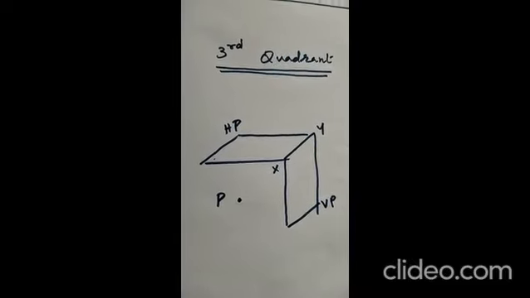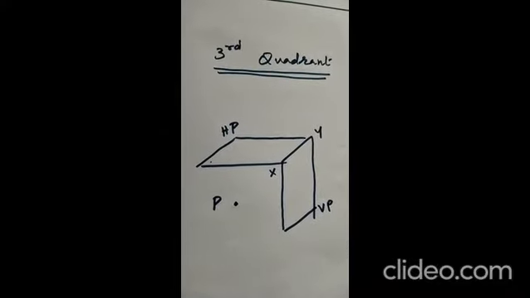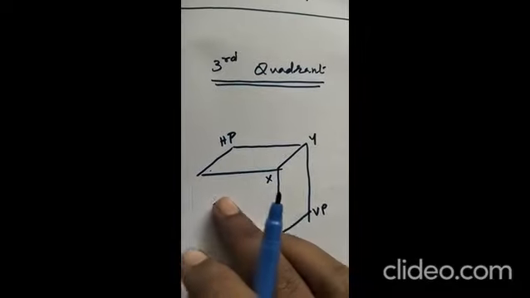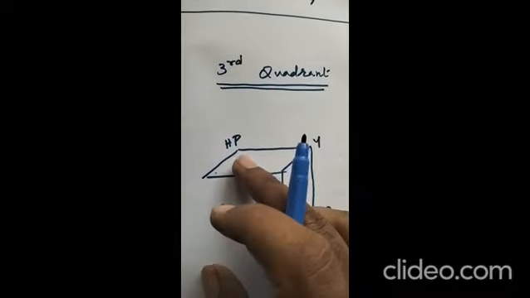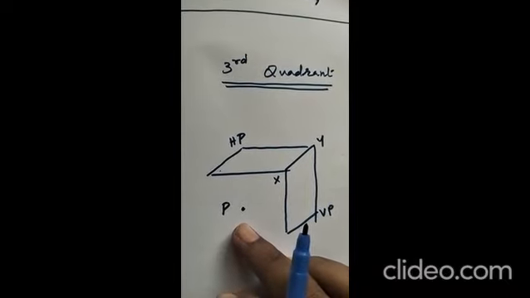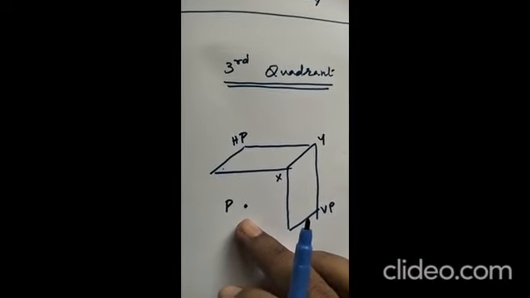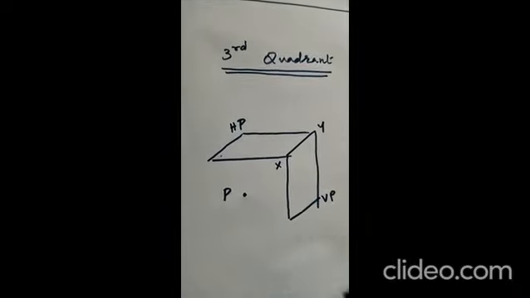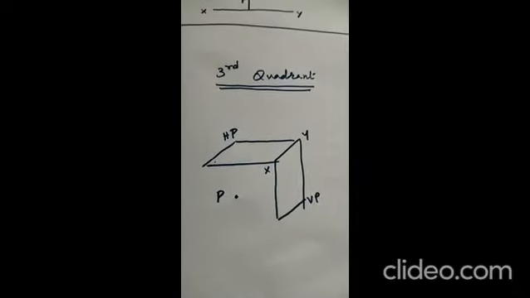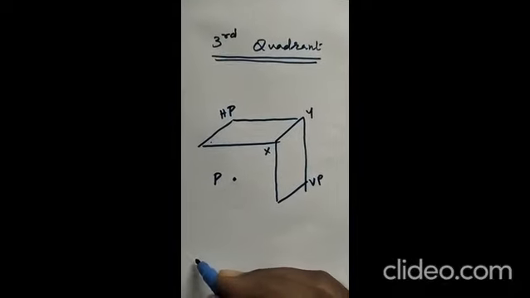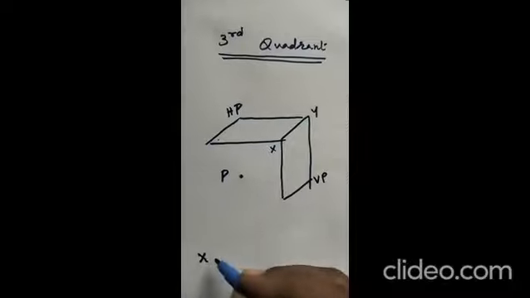for avoiding confusion. So in the third quadrant also the point capital P is assumed to be available in the space, that is below horizontal plane and behind vertical plane. So this is the logical definition of a point that is assumed to be in the space of third quadrant. So now for this point, how the front view and top view will be available, that we will depict on the XY line as usual.